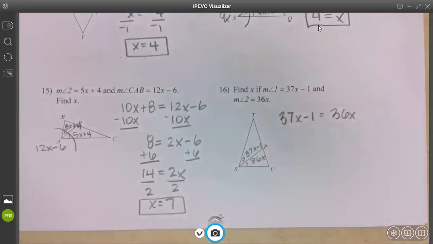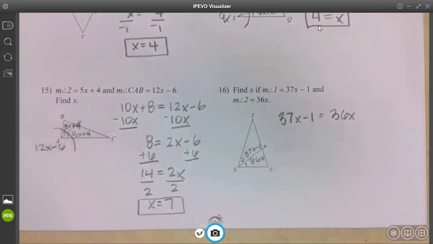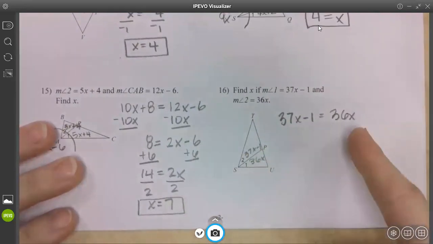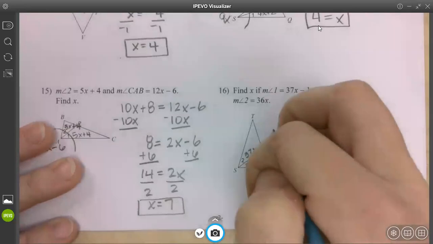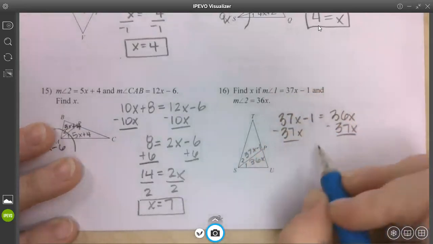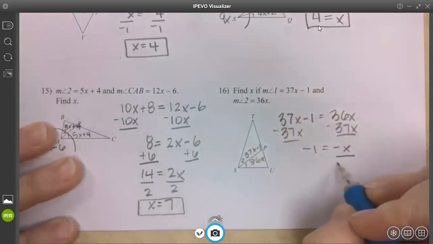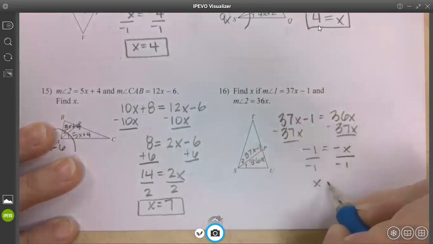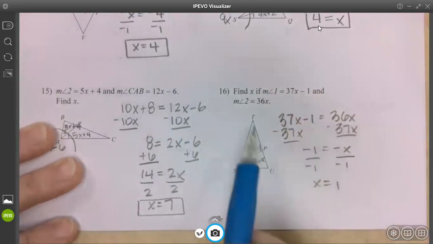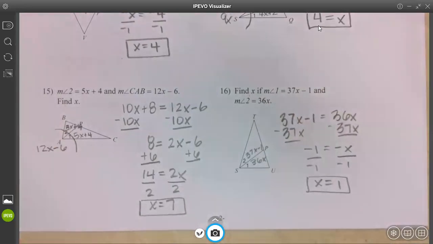So I'm gonna redo it one more time. If they give you the big one, you're gonna add the two little ones and set them equal to the big one. If they give you the two little ones, you just set them equal to each other. Since this x is already over here by itself, I'm going to subtract 37x. I get -1 = -x. And then to solve, we divide by -1, and I get x = 1. It told me to find x, so I'm finished with that problem.